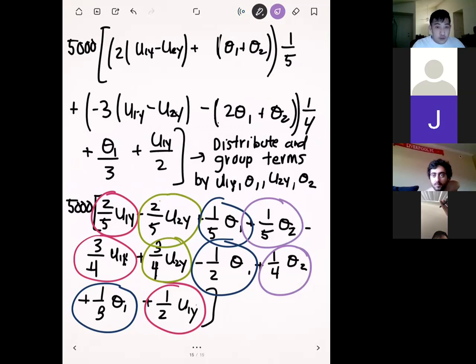The 1/4 theta 2 should be negative. Yes, that should be negative. Thank you.